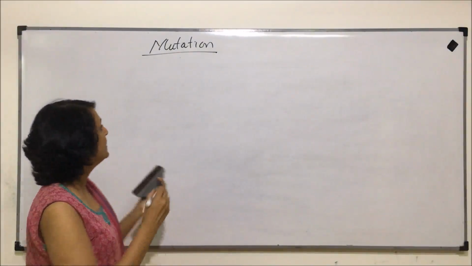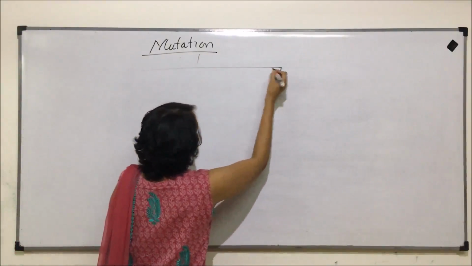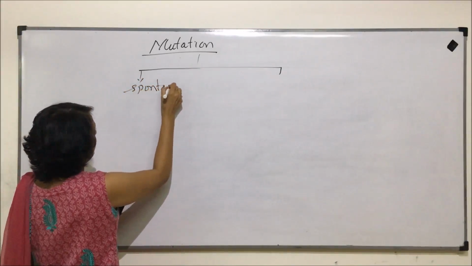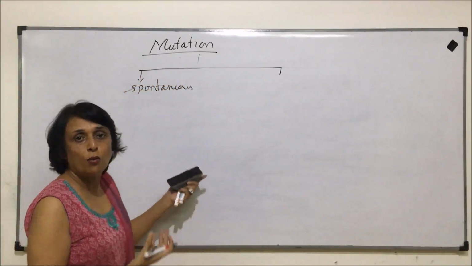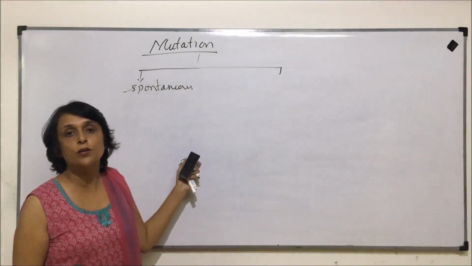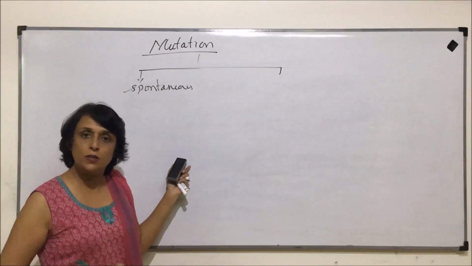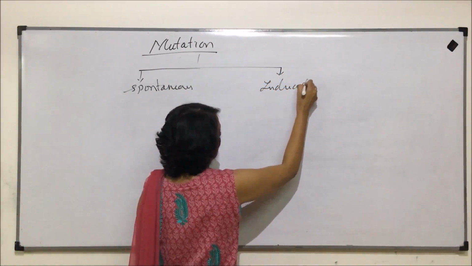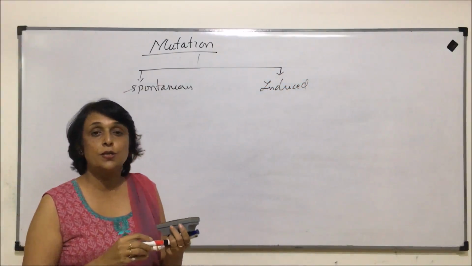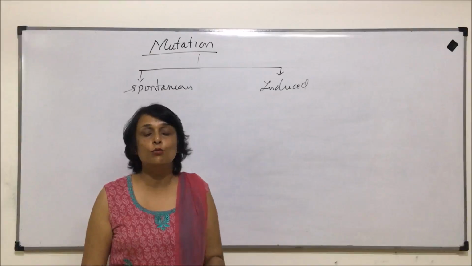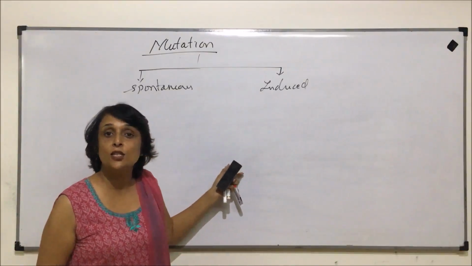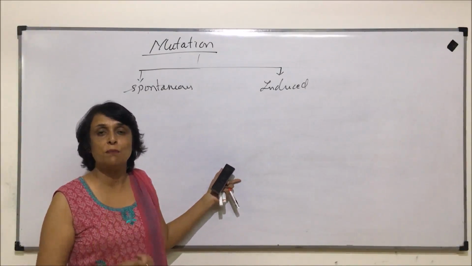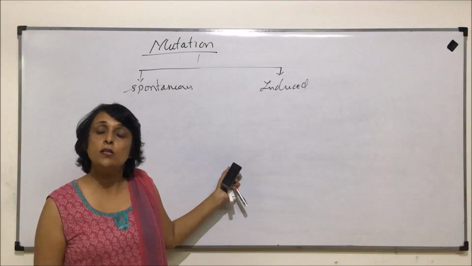Another way of classifying these mutations could be spontaneous. Spontaneous mutation is the normal mutation which takes place in nature on its own, and it is always spontaneous or sudden. And the second category could be induced mutation. And these induced mutations are the ones which we induce in plants using various mutagens. The mutagens which we discussed in the previous video, all the chemicals or radiations which can cause mutation.